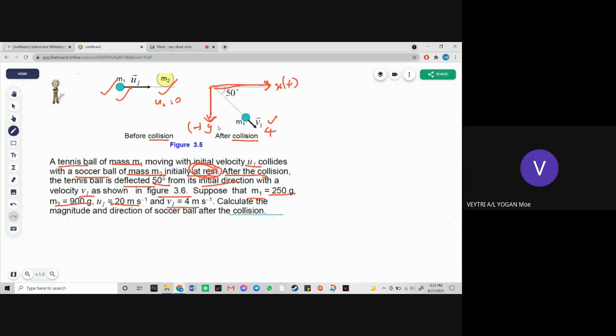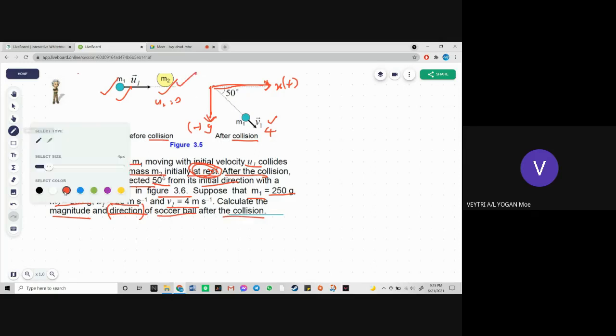Sini y sin theta. Y tu akan jadi negatif. Okay. Let's move on. Calculate the magnitude and direction. This is another indication that you need to do vectors, which means resolution of vectors. Sebab dia tanya apa? Direction of soccer ball after the collision. Dia minta apa? Untuk soccer ball.